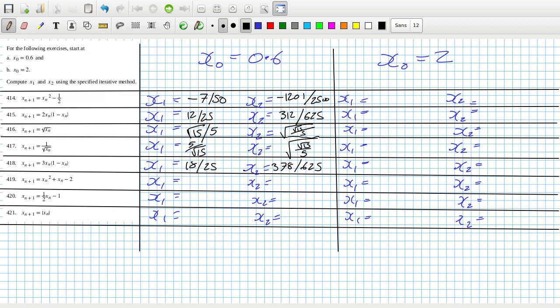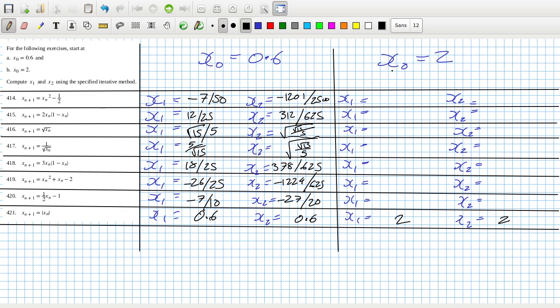0.6 again. 0.6 squared plus 0.6 minus 2, minus 26 over 25, minus 1224 over 625. Okay. Minus 7 over 10, minus 27 over 20. Oh, well, this is just modulus, so 0.6, 0.6, and let's look at 2, so it's still going to be 2 and 2. Okay, all right, 2 now, starting at 2.